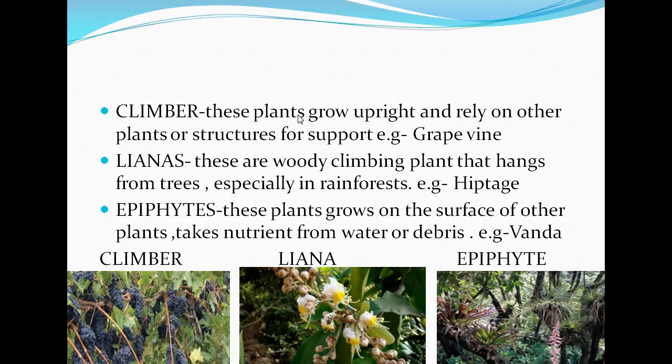Climber, these plants grow upright and rely on other plants or structures for support, like grape. Here is the picture of climber. Liana, these are woody climbing plants that hang from trees, especially in rainforests, like hiptage. Here is the picture of liana.